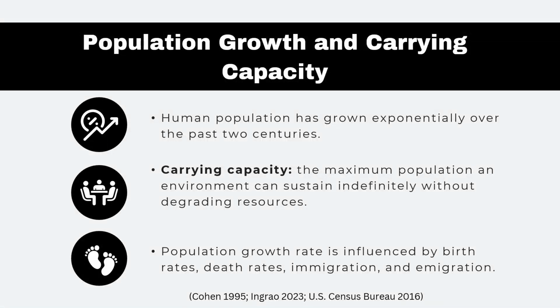Population change is driven by four main factors: births, deaths, immigration, and emigration. Births and immigration add individuals, whereas deaths and emigration remove individuals. A key concept here is carrying capacity: the maximum population an environment can support indefinitely without degrading its resources. Humans have grown exponentially over the past 2 centuries, meaning the population increases faster as the population gets larger. This isn't automatically bad, but it creates pressure on systems like food, water, and energy.